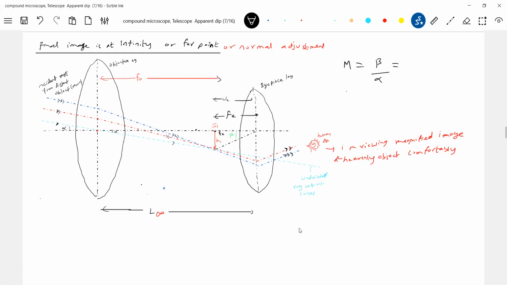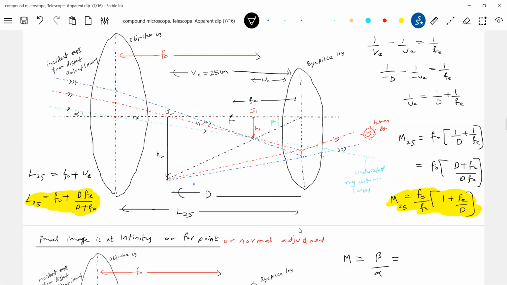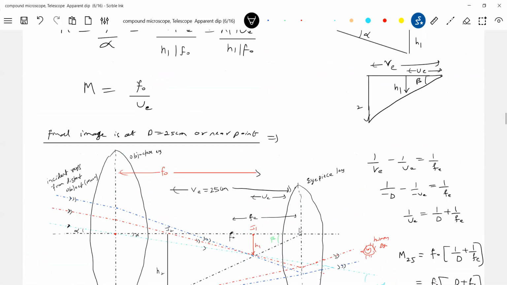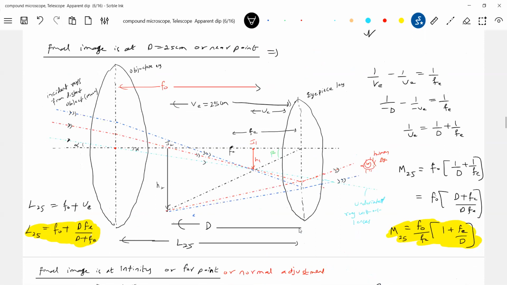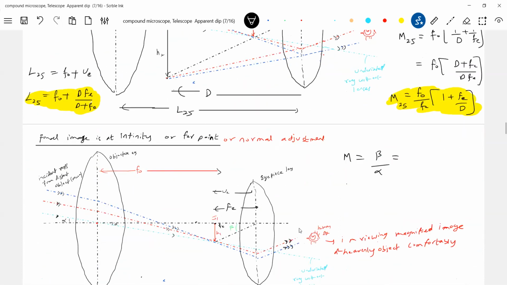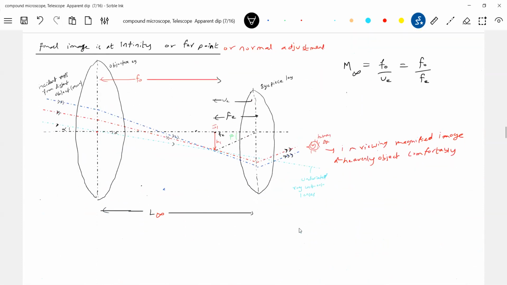So what is beta? Or else I think I'll come for this. What is UV? F naught by UV in the formula. What is UV? UV will become Fe. So this is M infinity, you write it. This is the magnifying power when the image is at infinity.